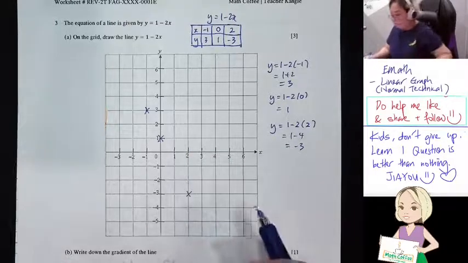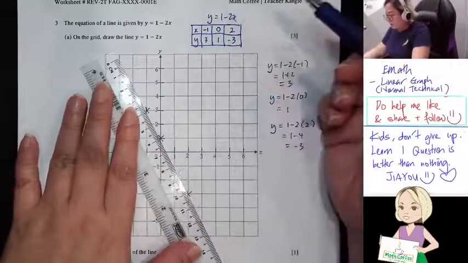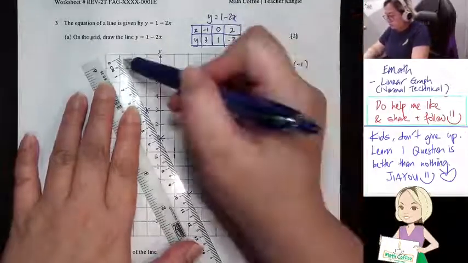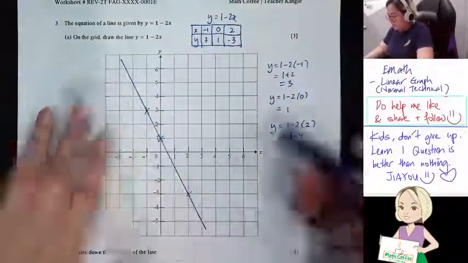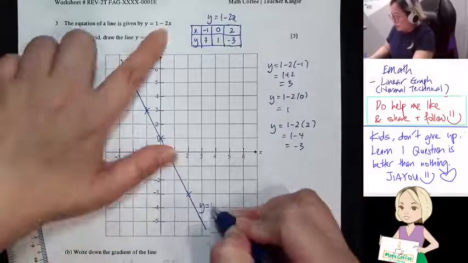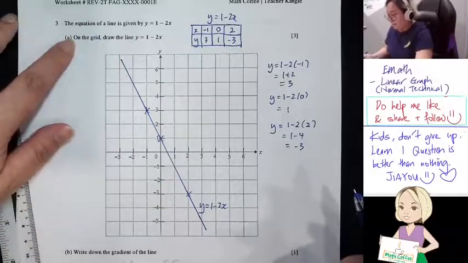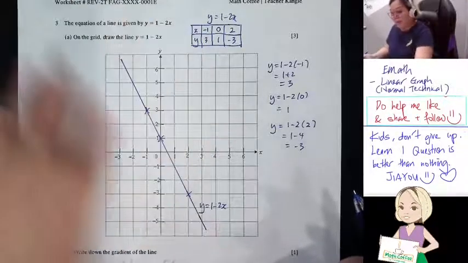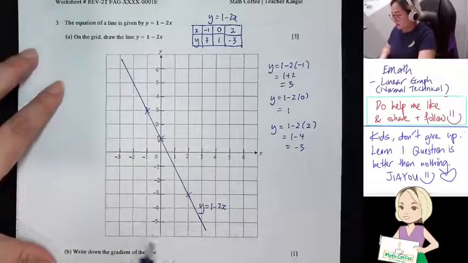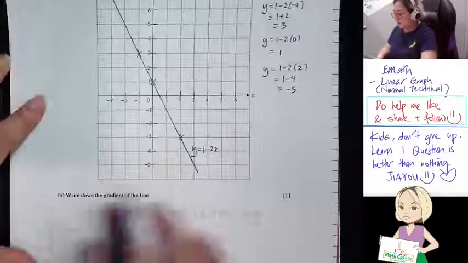Then after that, join the 3 points. You can extend, no issue. So I'm going to draw the line. And we shall label this line as y equals 1 minus 2x. Okay, so we are done with the line. Next, they say write down the gradient of the line.